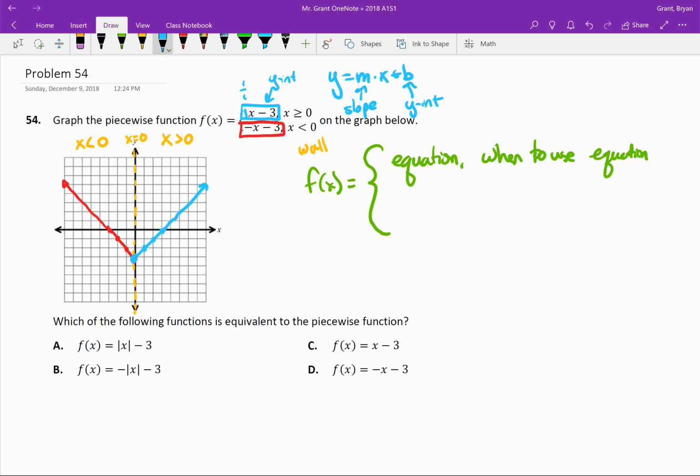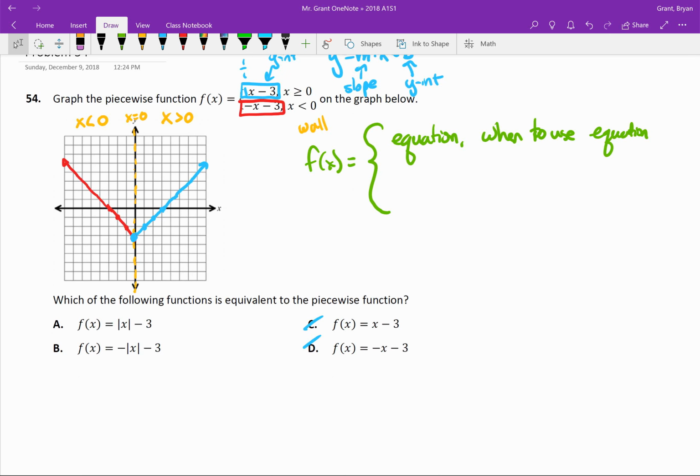Now we can answer the question. The question says, which of the following functions is equivalent to the piecewise equation that I just graphed? Now, C and D are both lines. There's no absolute value there. This is not a line. A line is just straight, right? This one is two lines put together. C and D have to be out. It's either A or B.